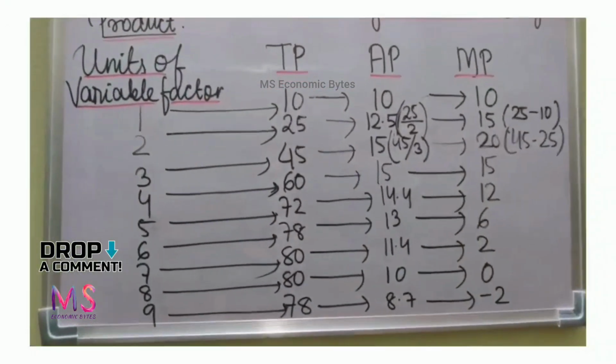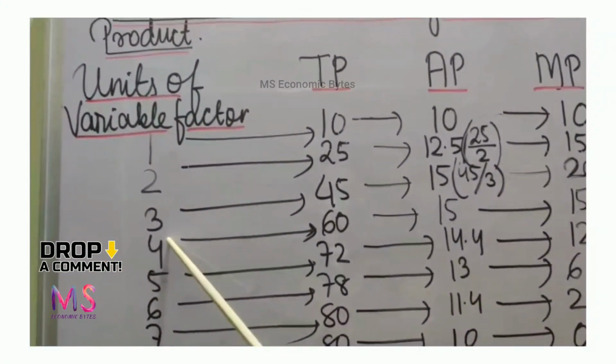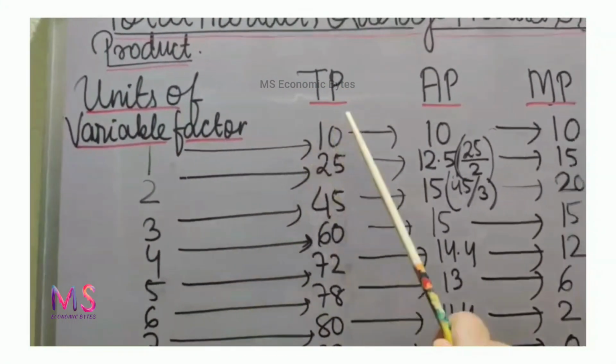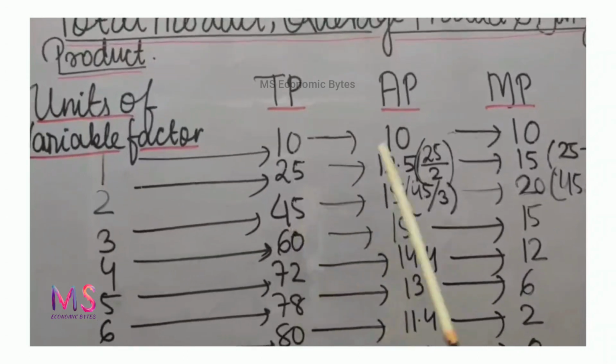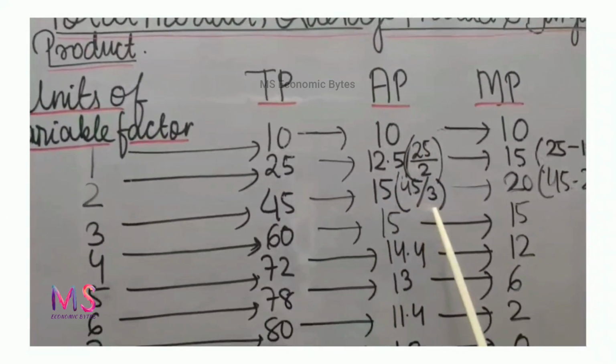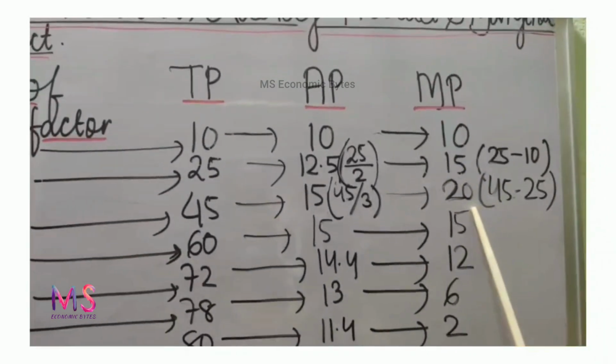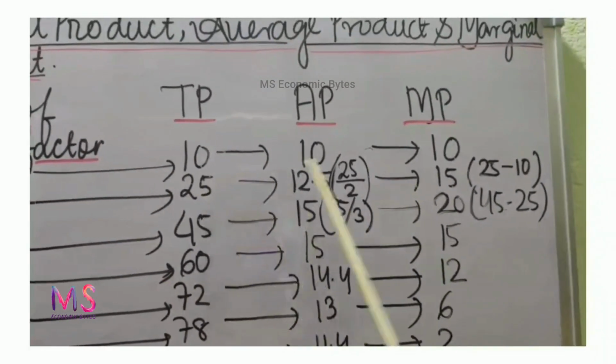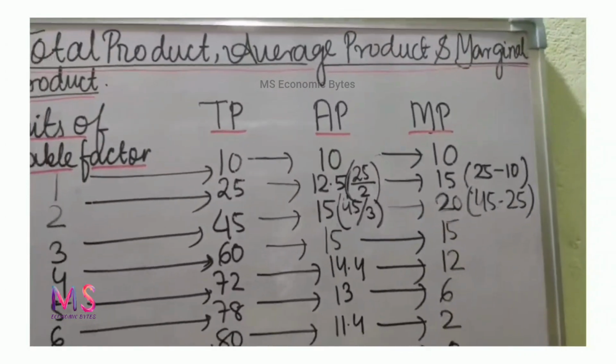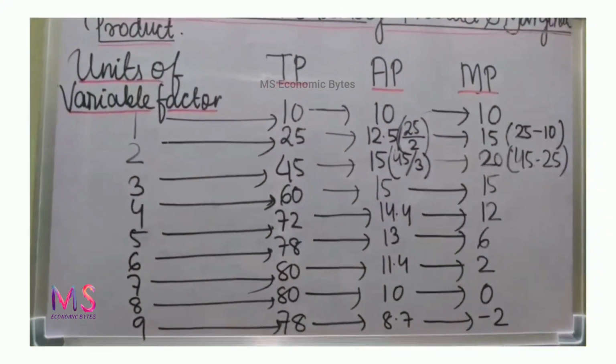Similarly, when the third unit of variable factor is employed, your total product further increases to 45. Your average product is 45 divided by 3, that is 15, and your marginal product is 20, because 45 minus 25 gives you 20. Similarly, we have done the process.